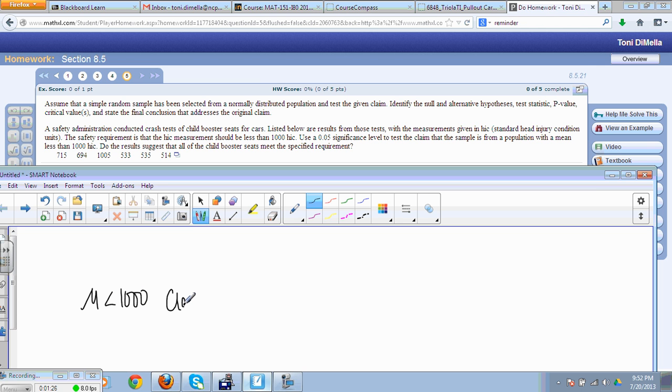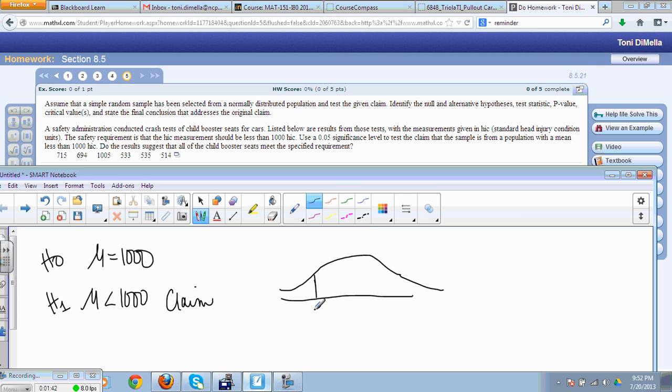That's our claim. The opposite of that, of course, is greater than or equal to, and we'll just say equal to, and so that must be my null. This must be the alternate. And what we're looking at as far as a curve is a less than, so a left tail test. So in here is going to be my red zone. Over in this direction is going to be 0.95 because this is a 0.05. My alpha goes in there.